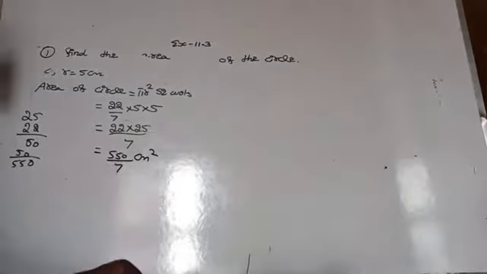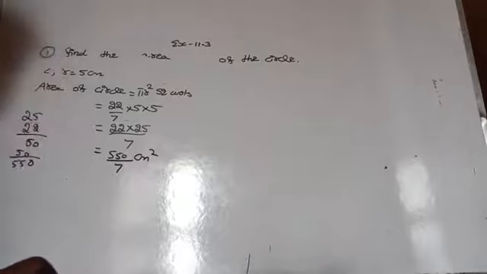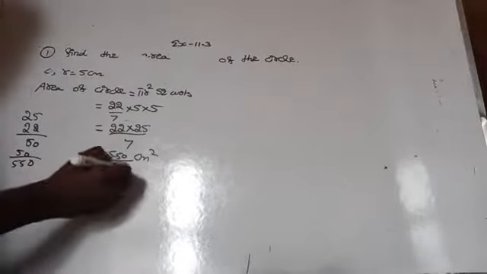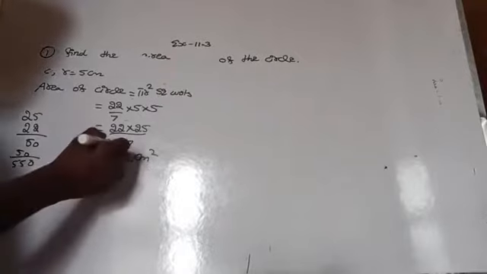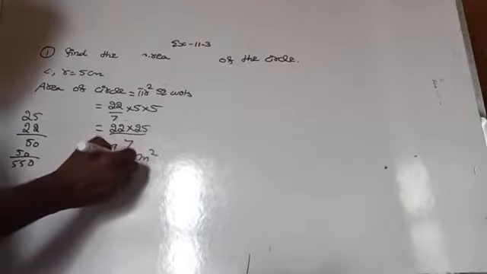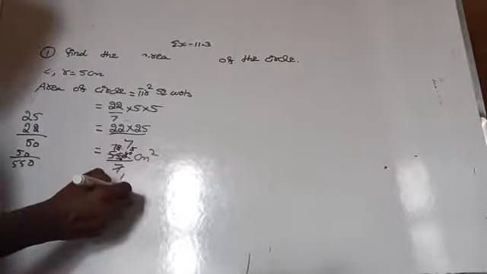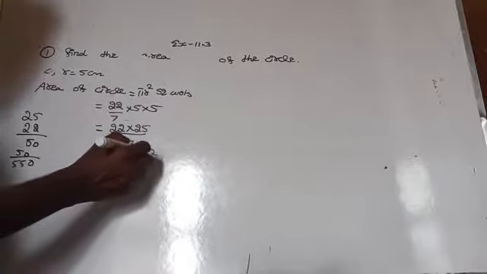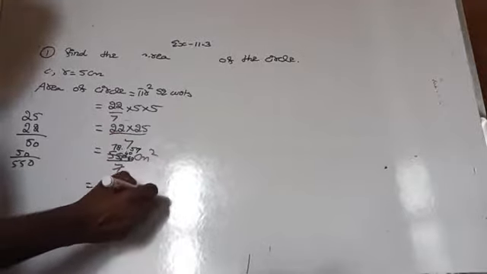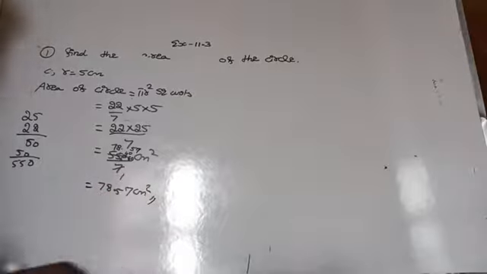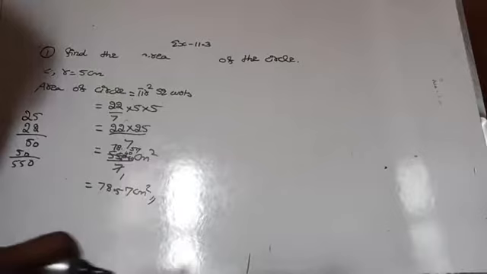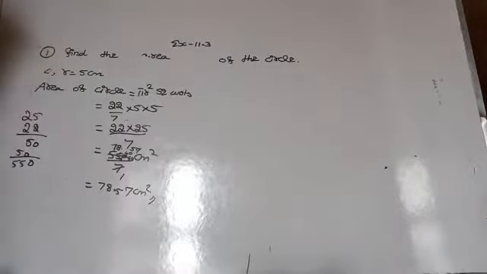If you want to convert into decimal, you can. Am I right? That means 7 7s are 49. 8 7s are 56. 5 7s are 35. Remaining 5, 7 7s are 49. So 78.57 centimeter square. Am I right here? Yes.